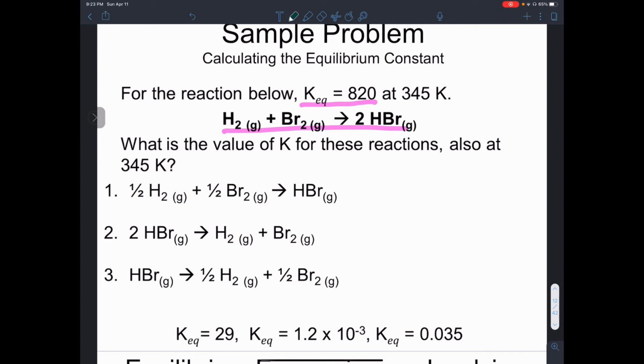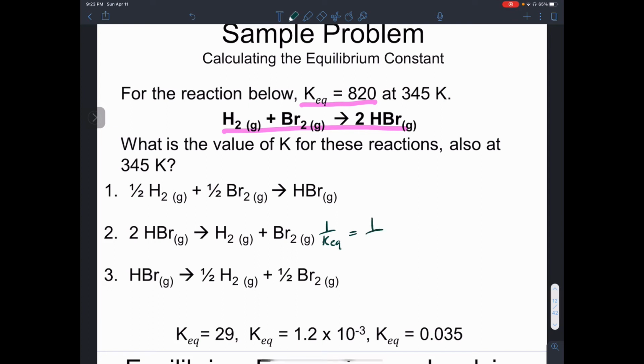Everything about it is the same, right? We've got a 1 to 1 to 2 ratio. Here we've got a 2 to 1 to 1 ratio. All the same, reactants have become products and products have become reactants. So very simply, when the reaction is flipped around, then the reciprocal of KEQ is the new KEQ.